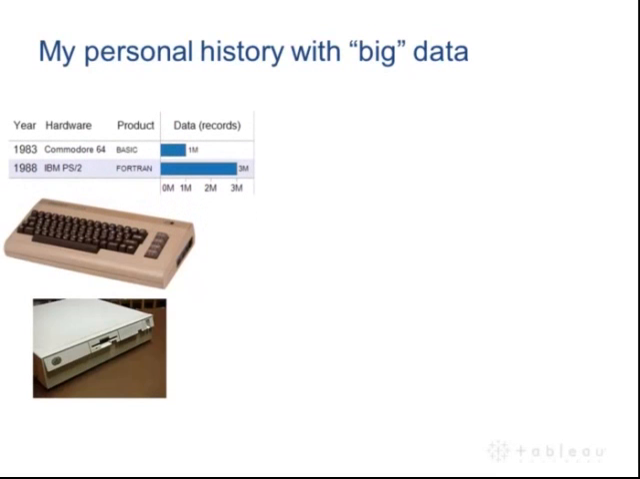Commodore 64 was a revolutionary computer. I remember writing code to deal with 1 million records. And the PS2, of course, was also revolutionary for business users, and I remember working with some Fortran code with several million records.